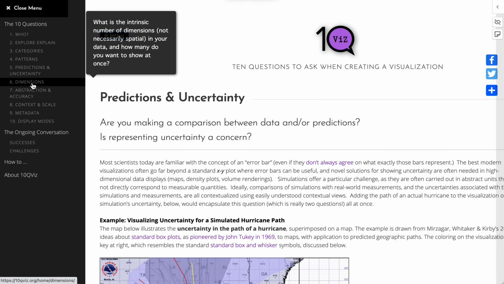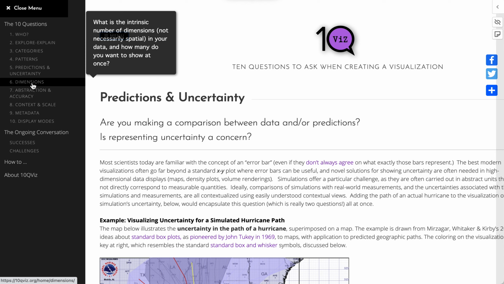important one here. Okay, so dimensions is a subtle issue where you have to ask yourself what the intrinsic number of dimensions, which could just be columns in a table, they're not necessarily spatial dimensions, in the data that you're looking at are, and how many of them you really want to show at once.